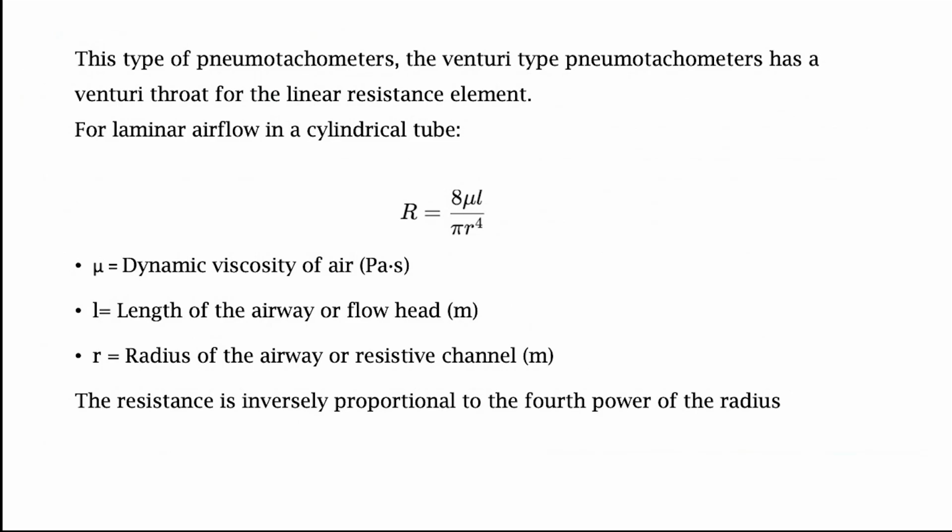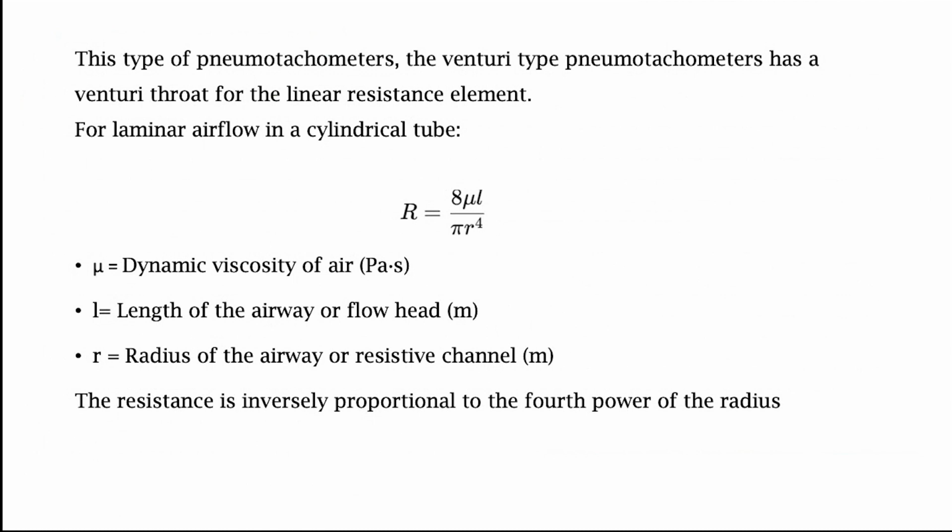But what is already known is that for laminar flow in a cylindrical tube, the resistance R is directly proportional to the dynamic viscosity of the air and the length of the airway or flow head. This is known, and this is not really rocket science. Essentially, it is the viscosity eta times L. In this case, we are calling it mu times L. Similar to a longer electrical cable having more resistance, a longer length of tube will have a higher resistance to flow.